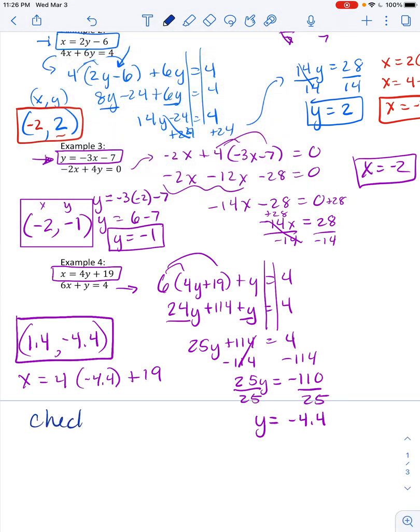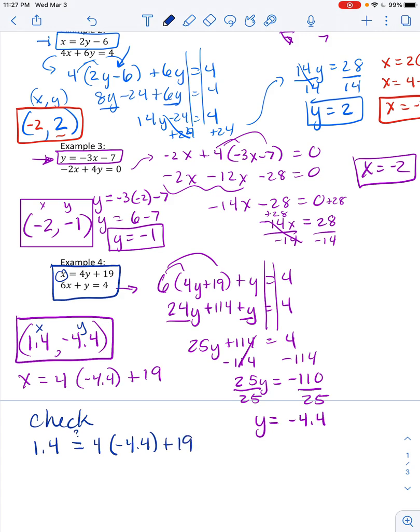Now this might be one where I'm like, that does not seem like I did it right. I'm going to go ahead and check my answer. How do we do that? Well, we do that the same way we've been doing it in graphing and in deciding if something's a solution. I'm going to put in for all my x's 1.4 and for all my y's negative 4.4. So let's try. The first one is 1.4 because I'm plugging in an x for this equal to, so I don't know yet, 4 times my y value of negative 4.4 plus 19.